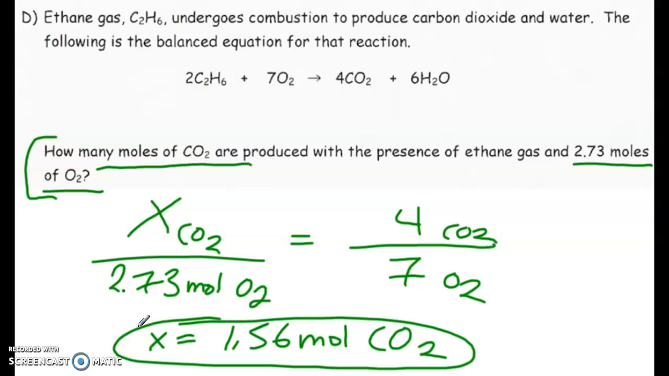All right, so practice setting up your mole ratios. Do the homework for this section because we're going to build on this in the next one. And if you don't have a good grasp of this, you're going to have a difficult time, okay?